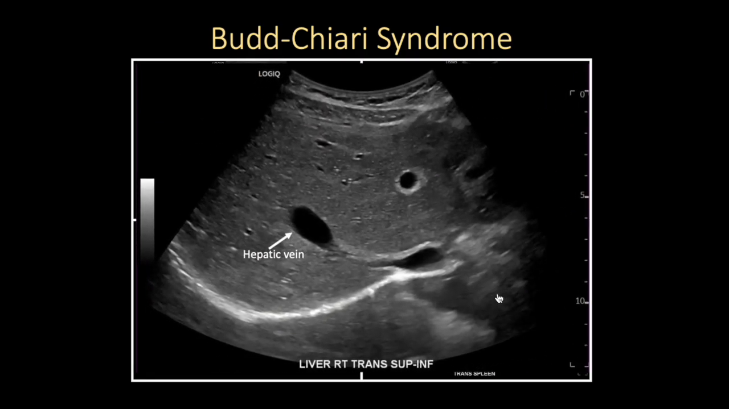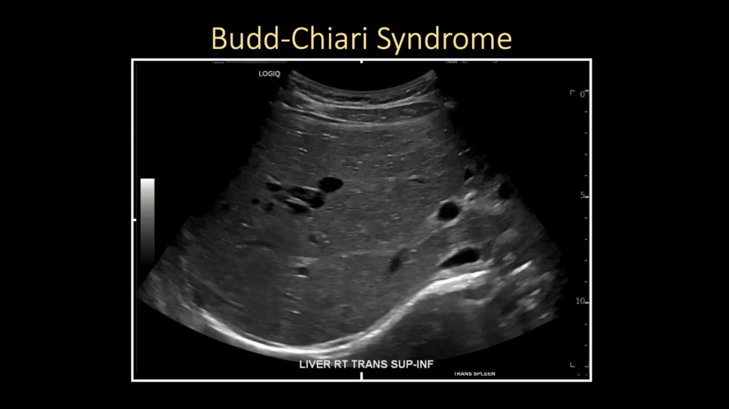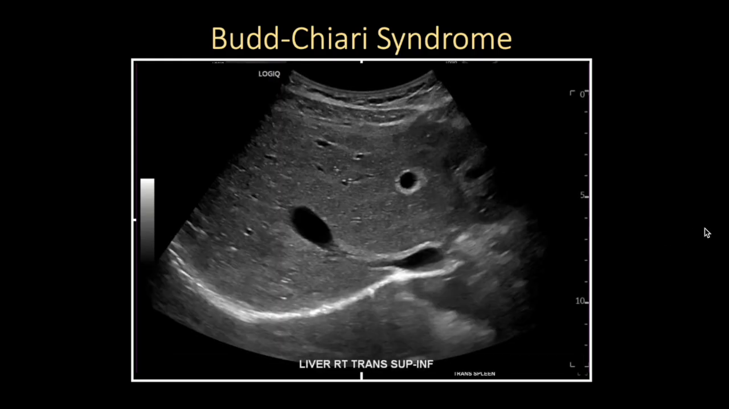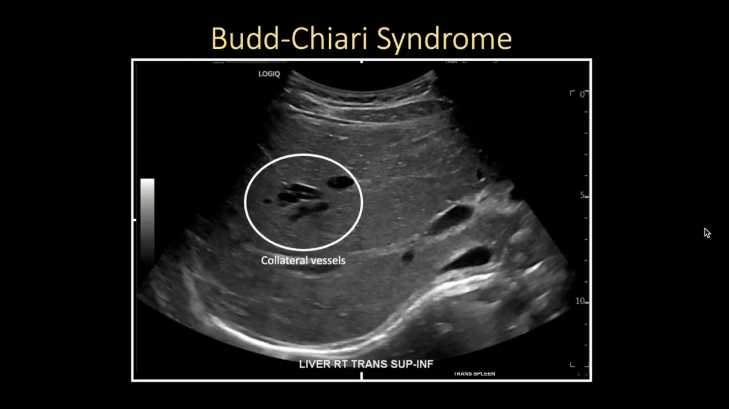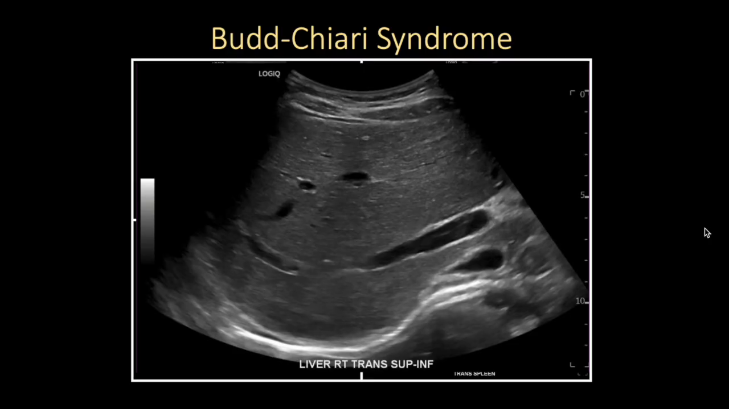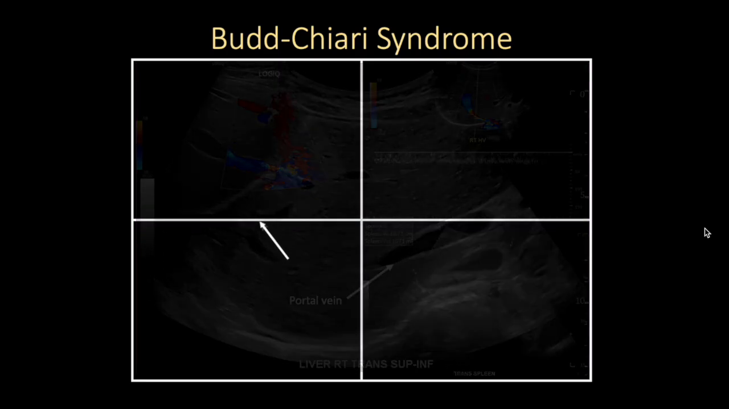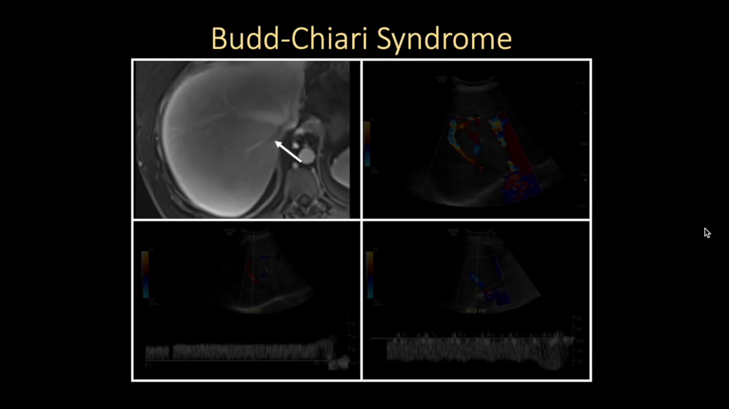Just looking at this particular image, here's the hepatic vein. We're going to follow that down as it goes, and we can see that there's a number of collateral vessels that have formed here, and those collateral vessels communicate with the portal vein. And so this is the body trying to develop collateral vessels to get around the area of narrowing within that portion of the hepatic vein.